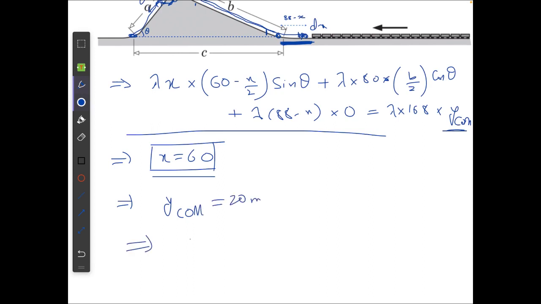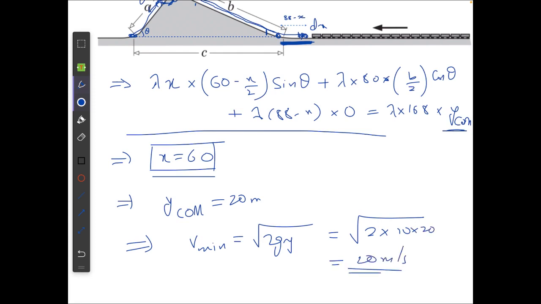So from here the minimum V required will be equal to root of 2 g y, which equals root of 2 times 10 times 20, equals 20 meters per second. So yeah, this is the final answer. Thank you.